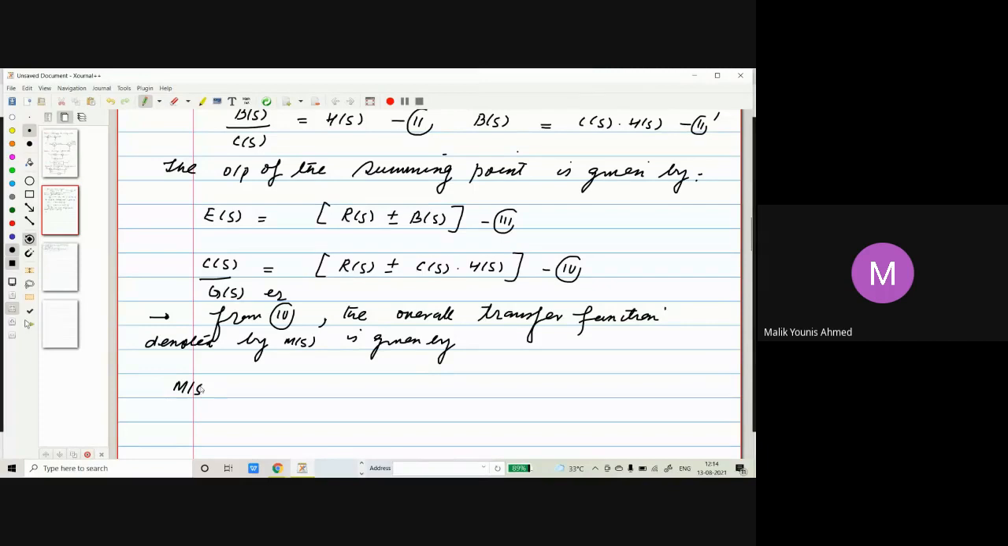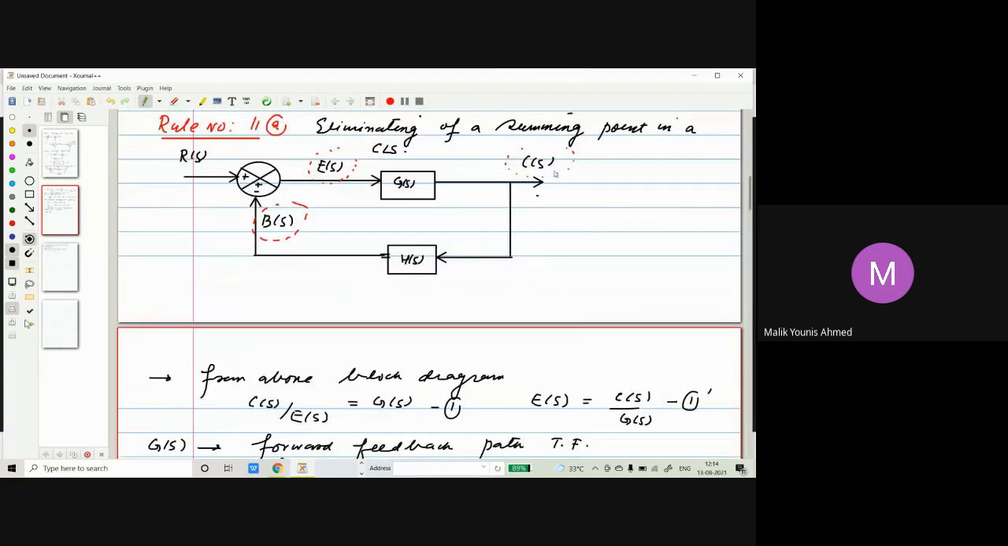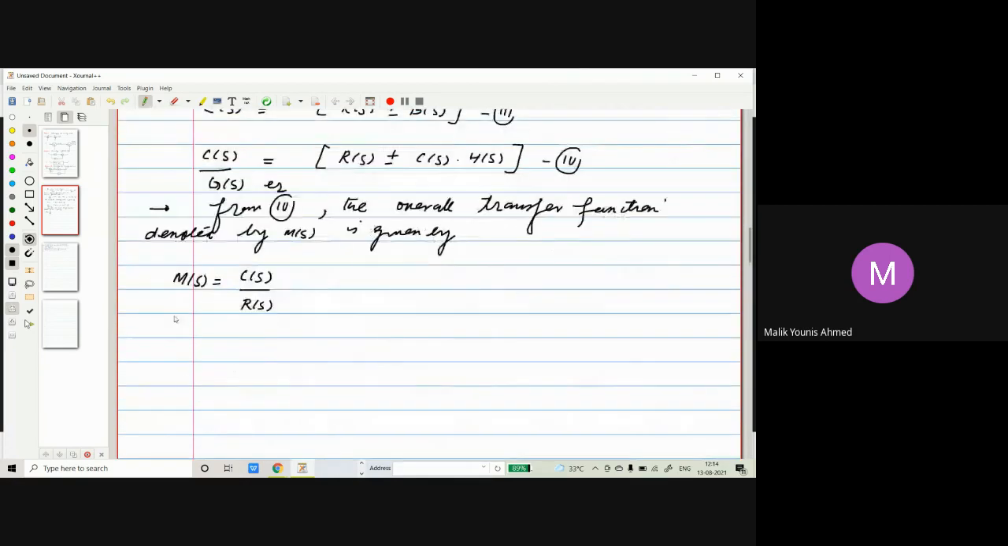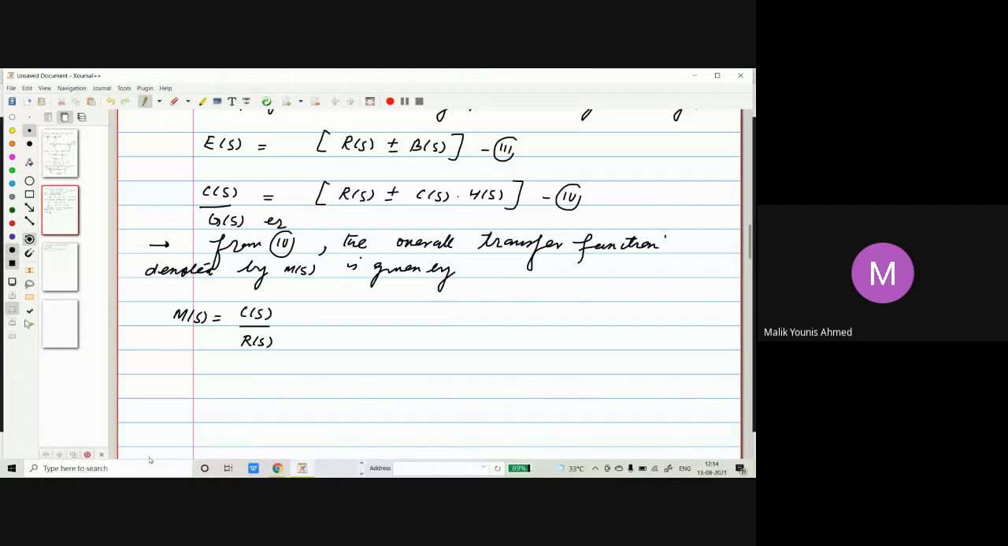M of S is C of S, that is complete output of the loop, and this is R of S. Overall transfer function we are talking about, this is C of S by R of S. This is overall output, this is overall input. That's what we are writing. C of S by R of S is equal to this formula. We know that formula, we have to derive it. Let's not derive it, let's see what it will come. So let's derive from here.